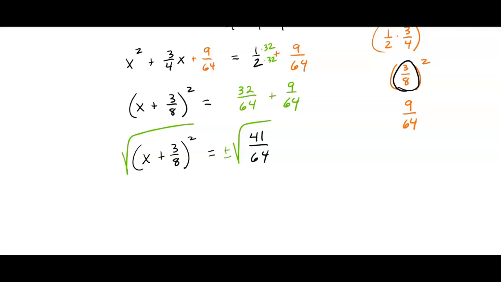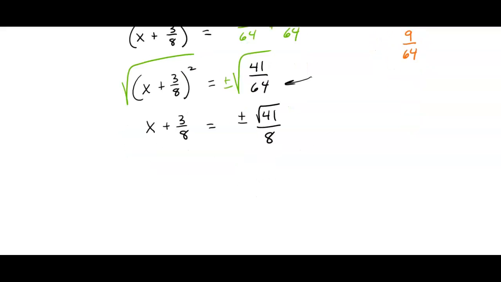plus or minus. All right, on the left-hand side, we have x plus 3 over 8. On the right-hand side, we have plus or minus the square root of 41 over 8. Now if you're worried about rationalizing the denominator, probably not going to happen because this is going to be a square down there. But you know, I don't want to make any rash promises.